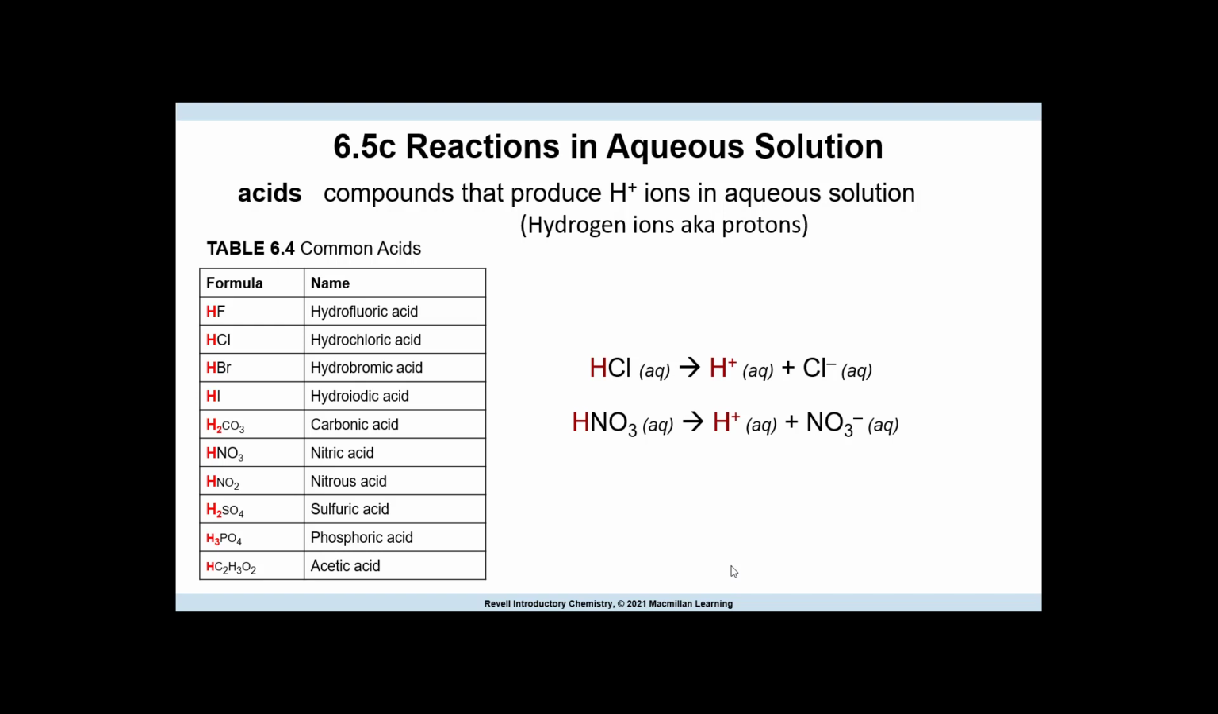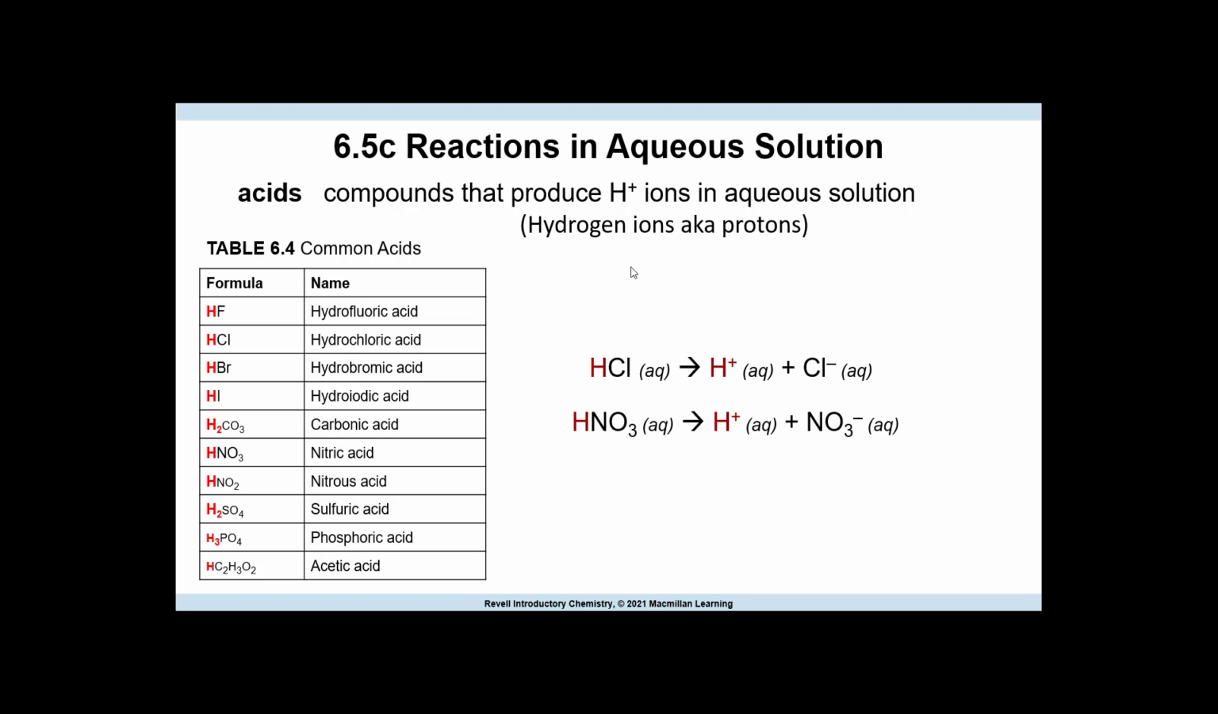Recall that acids are covalent compounds that ionize to produce H+, which is known as a hydrogen ion, or also known as protons. Why is it a proton? Because it doesn't have an electron. As you go through chemistry, you will see this referred to more and more as a proton than a hydrogen ion. But they mean the same thing, so they can be used interchangeably. So they ionize to produce protons and a stable anion when dissolved in water.